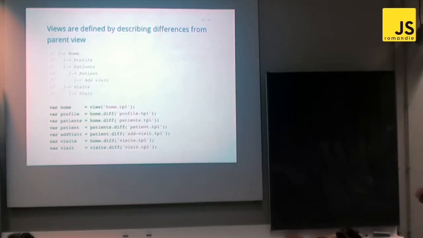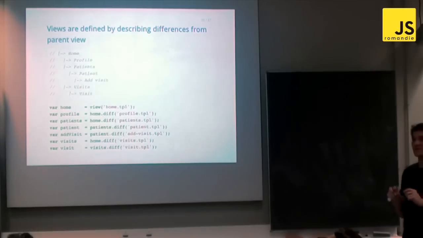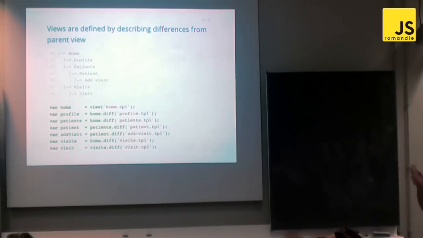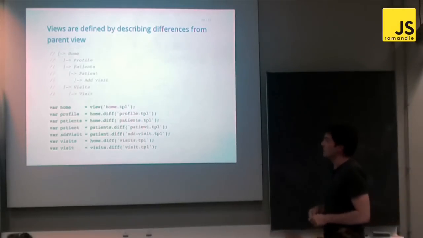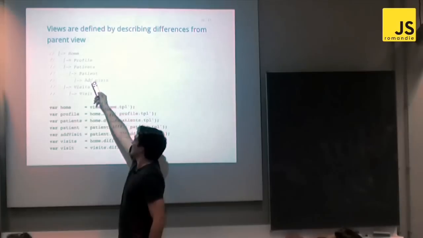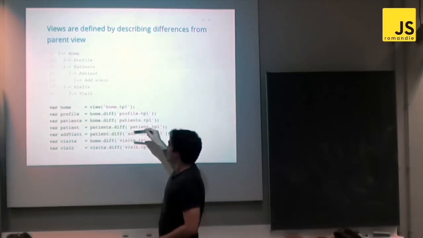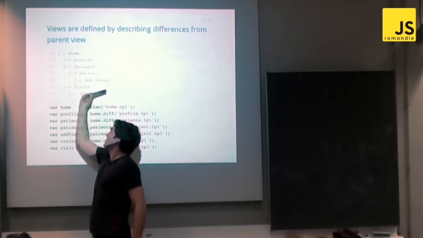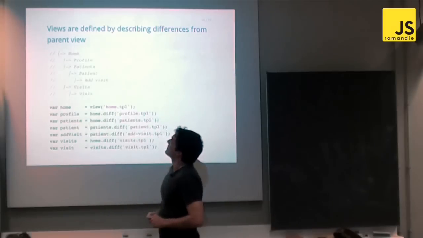For example, if you go from home to profile, the header stays the same, the content changes, and just some tab obtains a new class. So in each template you just describe the differences, and the engine knows how to get there and go back from there. For example, when differences are described for add visit, and then from add visit I want to go directly to the visits, the engine calculates the way back.